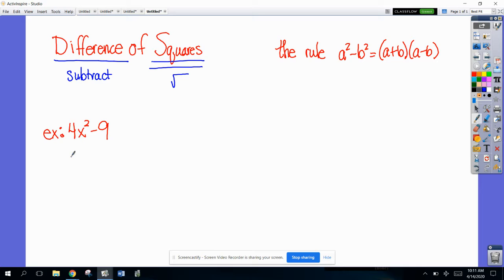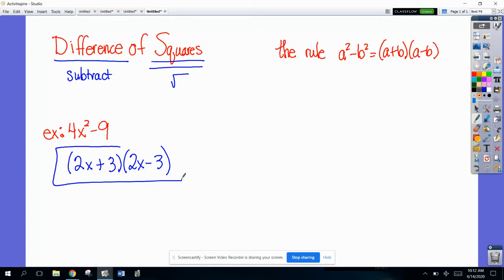I have 4x squared. The square root of 4 is 2, and if I take x squared and take the square root, I get x. So I get 2x and 2x. Those need to be the exact same. And then the square root of 9 is 3, so I get a 3 and a 3. One gets a plus, one gets a minus. Again, it does not matter which one gets a plus and which one gets the minus.